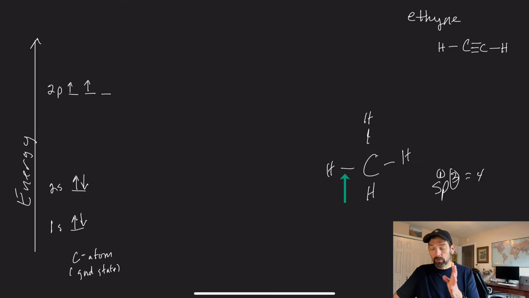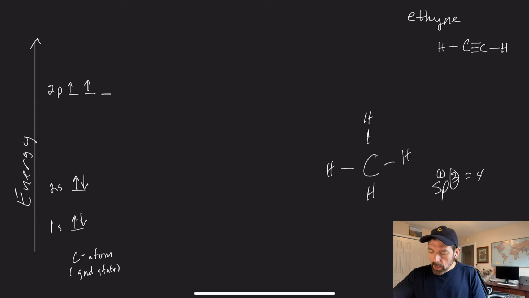We had 4 domains. So what you're always going to do is take a look and ask yourself, how many domains, how many regions of space are there around the atom in which we're looking? If you think about it, there's a region of space right here between that carbon and hydrogen, and there's a region of space right there between the carbon and the carbon. So there's 2 regions of space.